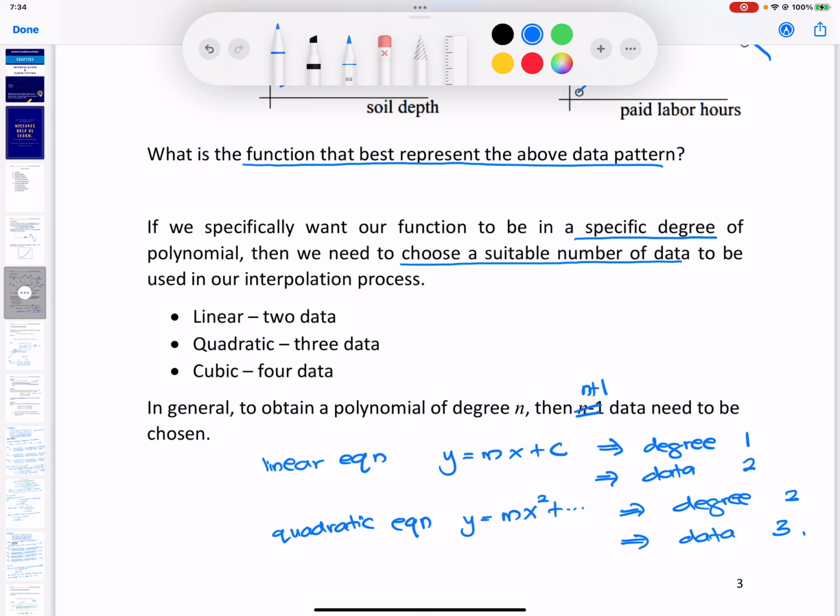So I hope you can differentiate between interpolation and curve fitting.